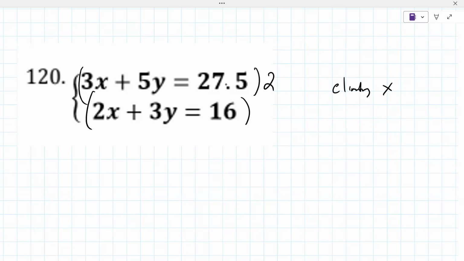And what would you multiply the other equation by if you're eliminating x? I would multiply it by the other coefficient. -2. Nope. It's the other coefficient. So if for the -3, yeah.